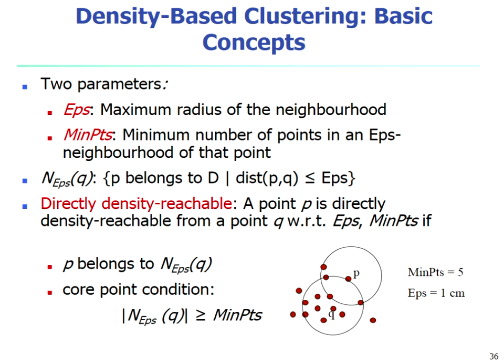For density-based clustering, there are some concepts. For example, EPS is the maximum radius of the neighborhood, and MinPts is the minimum number of points in an EPS neighborhood of that point. So we can define N_EPS of Q as the set of P that belongs to D with distance between P and Q less than EPS.